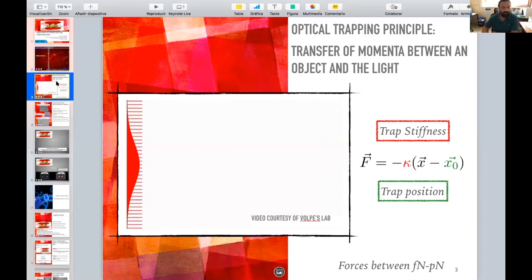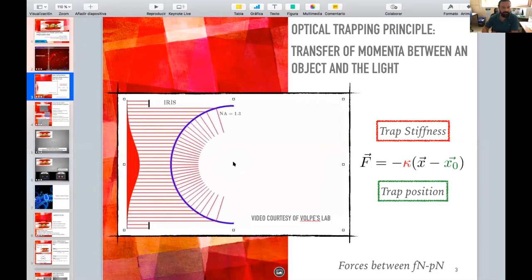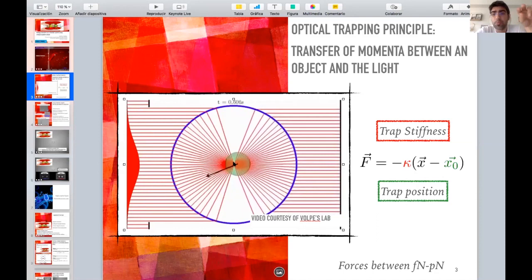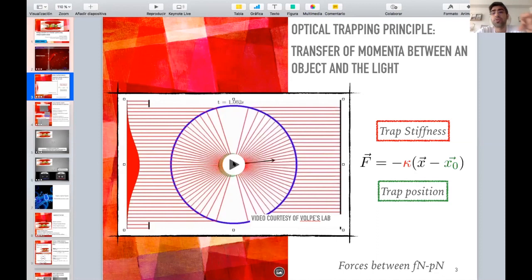So this is the basis of optical trapping. Optical trapping is based on a highly focused optical beam that is going to exchange momentum with the electric object with a different refractive index. The most important parameters of an optical trap are the stiffness, which depends on the wavelength and the optical power, and tells us how strong the optical trap is, and the equilibrium position of the trap, which is going to allow us to displace the particle.